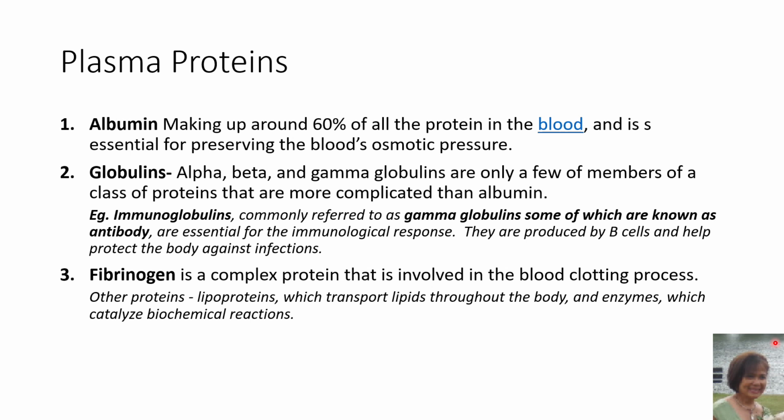And pretty much we have also one that is really most common among the globulins, which is actually the immunoglobulins. The immunoglobulins are commonly referred to as the gamma globulins, and these gamma globulins are an essential component of our immunological response, which means our immune system makes use of these immunoglobulins. As a matter of fact, we call them antibodies.